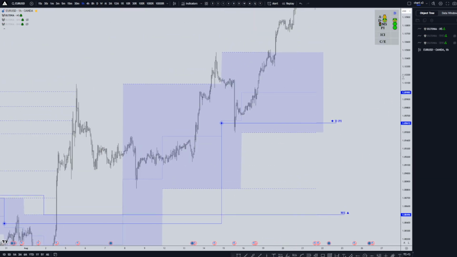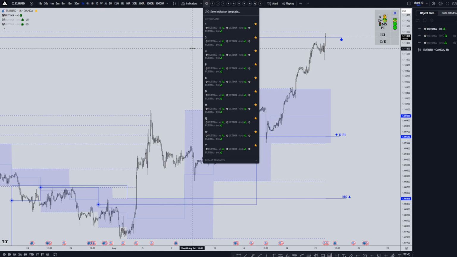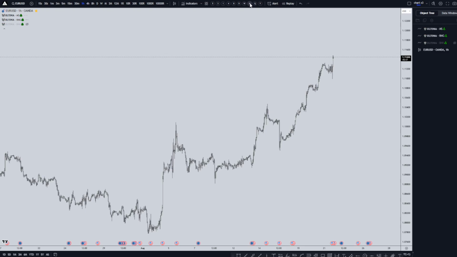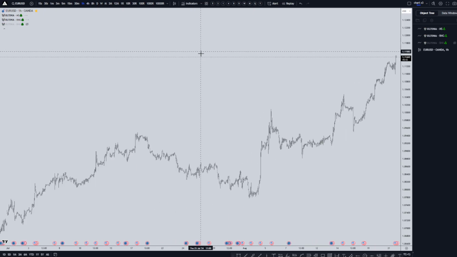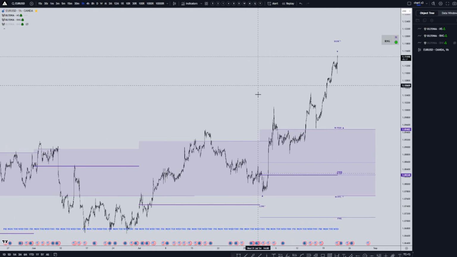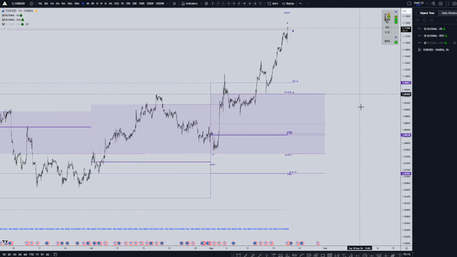Right. So one more thing I want to show you guys is this, man, this is an absolute lifesaver: indicator template saving. Basically what I did, I saved from 15 minutes, 30 minutes, 1 hour, 4 hour, 8 hour, daily, weekly, and so on. So if I hit monthly, it's going to preload the indicator templates I saved on monthly. It shows me monthly structure and monthly range.